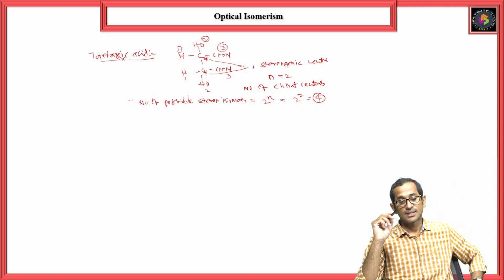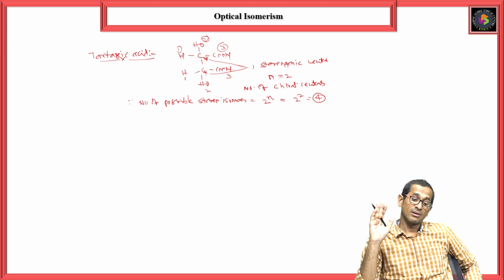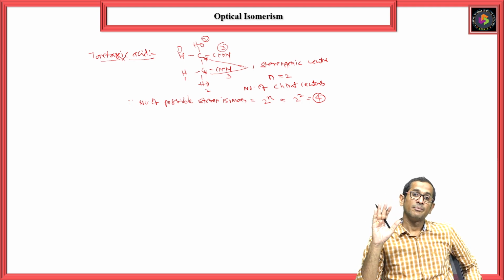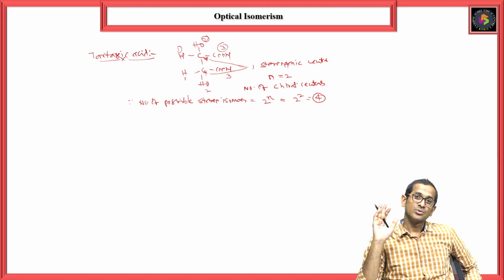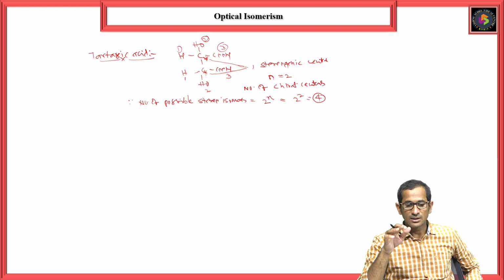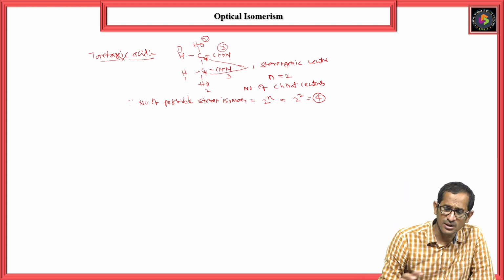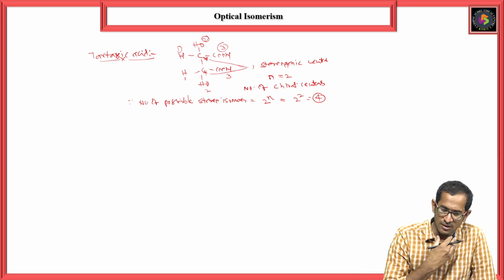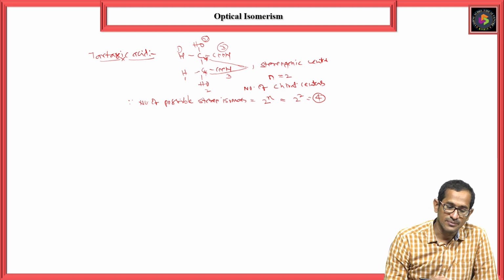So here for the tartaric acid, the possible number of stereoisomers is 4 because it contains 2 stereogenic centers or 2 chiral centers. Now we need to discuss what the 4 possible optical isomers of the tartaric acid are.